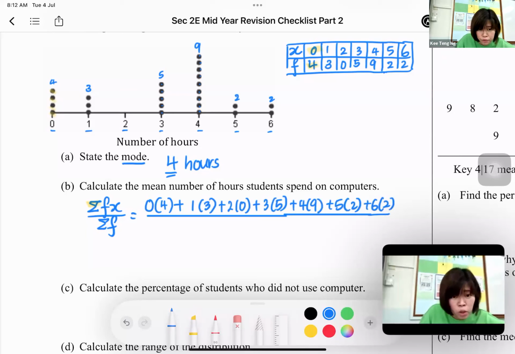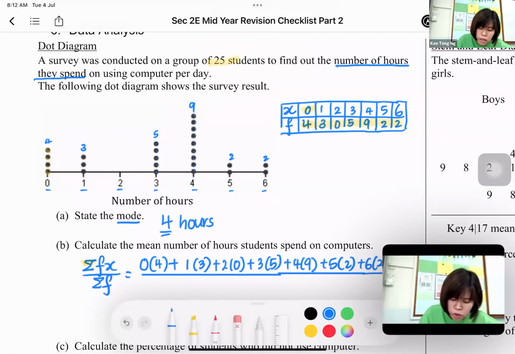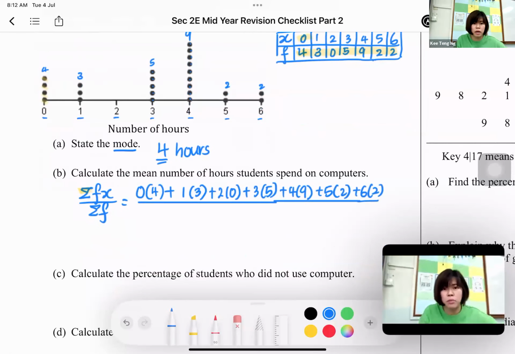Divide by my total frequency. What is my total frequency? All these here are my frequencies. They also state that there are a total of 25 students. Let me double check that I have 25 students, with no missing number. So 4 plus 3, 5, 9, 2, 2. Yes, correct. I got 25 students. Using these, I'm going to calculate the average number of hours.